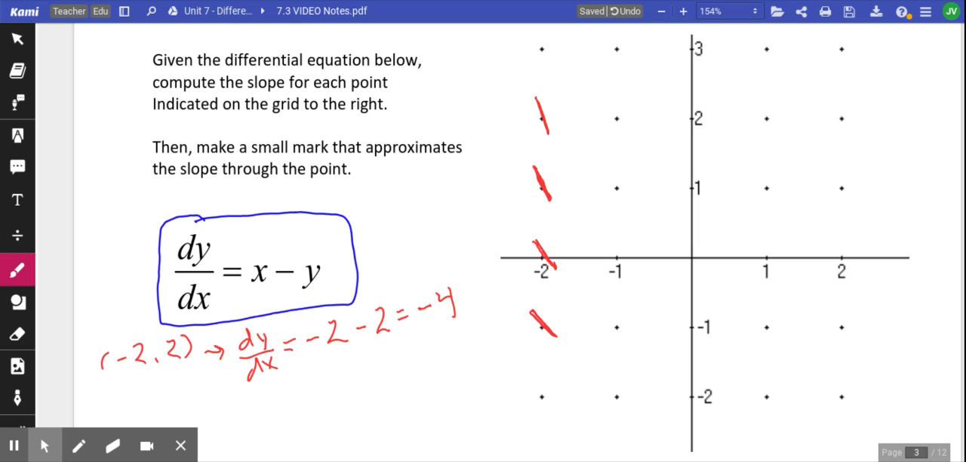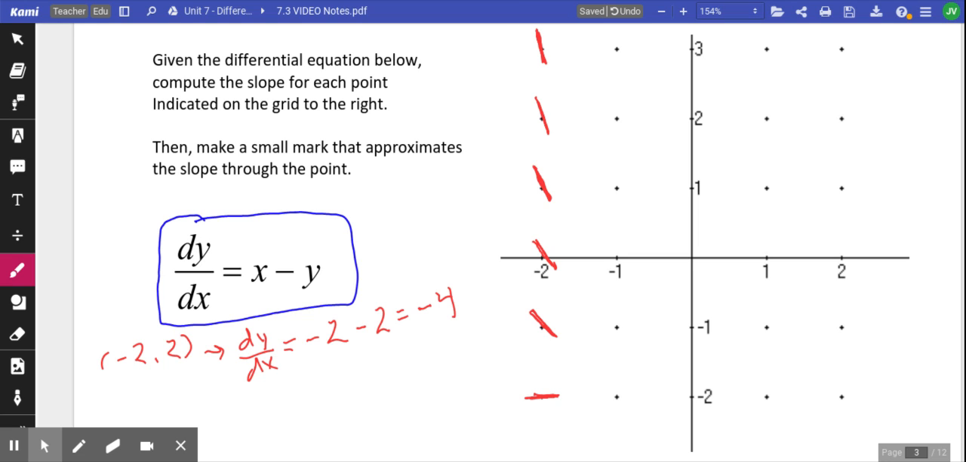At -2, -2, we have -2 minus -2, which is -2 plus 2. So the slope here is going to be 0. And I forgot to do my other point here at the top, so we'll do that one next. We're going to go all the way to the upper left-hand side. When x is -2 and y is 3, -2 minus 3 is -5. So even steeper than the other line that we drew, but still having a negative slope.